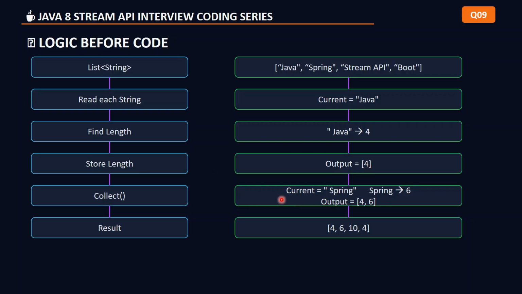So we are going to move to the next element. The next element is Spring. Again we are going to find its length. The length of Spring is 6. Once we got its length, we are going to store that length. So at this time, the updated list will be 4 and 6. We are going to follow the same steps, or you can say the approach, for the remaining elements, and finally we will get the result as 4, 6, 10 and 4.